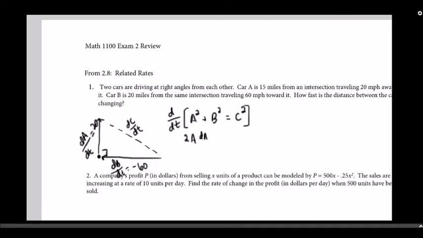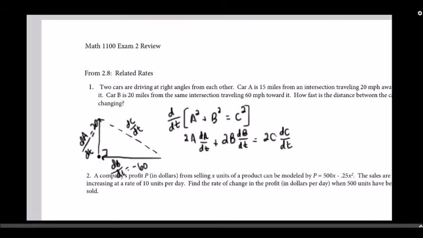times dA/dt, plus 2b dB/dt, equals 2c dc/dt. And it's this dc/dt right here that we're trying to find. So if we're trying to find dc/dt, we need to know values for all of the other variables. We need to know dA/dt, dB/dt, and we need to know a, b, and c.